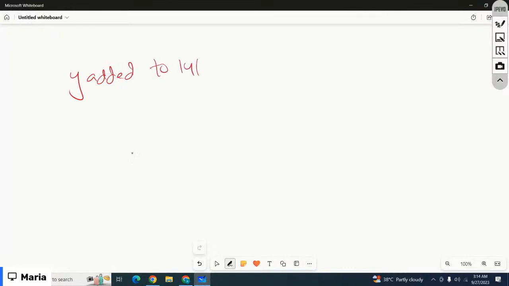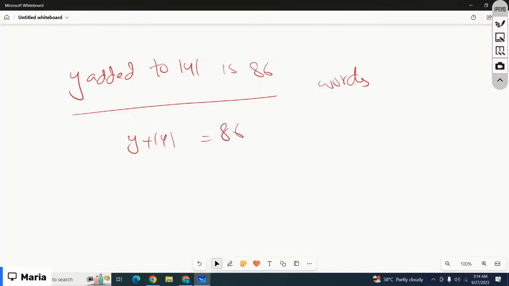For example, you are given y added to 141 is 86. This is the equation given in words form, or verbally. You have to write it in mathematical form, right? Mathematical form means you have to use the words and the operations that are given. So which is the correct option? How do you write this equation? It is y added to 141, y plus 141, and the sum equals 86, right?